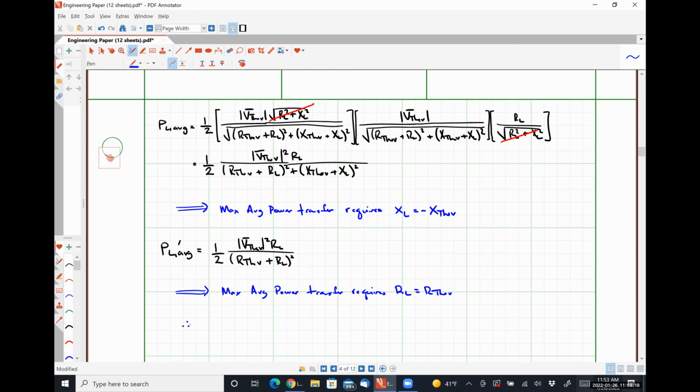From this, we can say that maximum average power transfer occurs when ZL is equal to R Thevenin minus jX Thevenin, which is simply the complex conjugate of Z Thevenin.